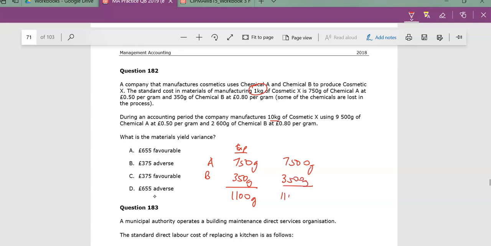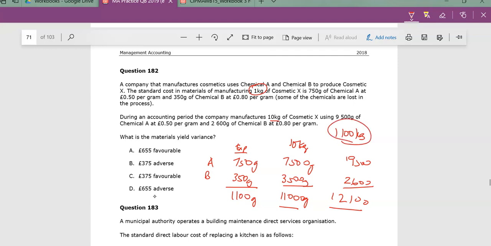To make 10 kilograms, we therefore expect you to use 7,500 grams and 3,500 grams. This is for 1 kilogram, and this is 10 kilograms. Now, what did you do? You did 9,500. I'm only interested in the totals, by the way. And you did 2,600, and that comes to 12,100. So you used 12,100 instead of 11,000. In effect, you used 1,100 kilograms more than we agreed. That's all I'm interested in.